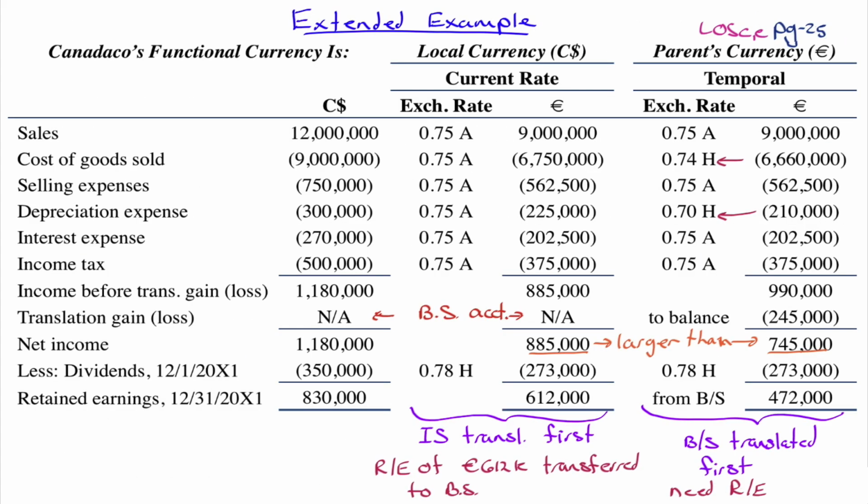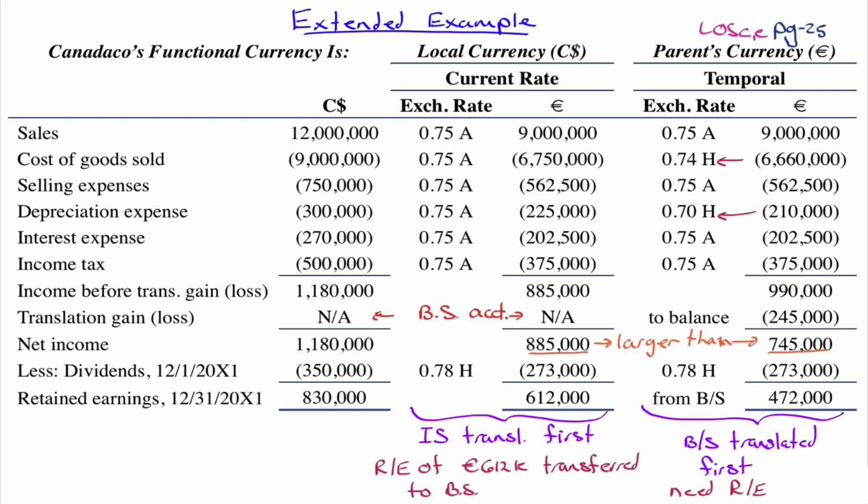Okay, let's look at translating these statements. We'll start with the income statement. And we're going to do it under two methods. We're going to assume that Canada Co's functional currency is what we believe it to be, the local currency. Which means the scenario that we looked at when we first set up two screens ago, saying it looks like a current rate situation, is right. It is a current rate. We'll do that. But the point of this is to demonstrate the difference between the two methods. So we're going to also assume Canada Co's functional currency is the parent's currency, the euro. So we'll use the temporal method. Now we're starting with the income statement.